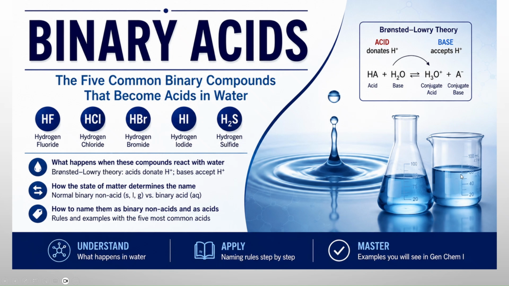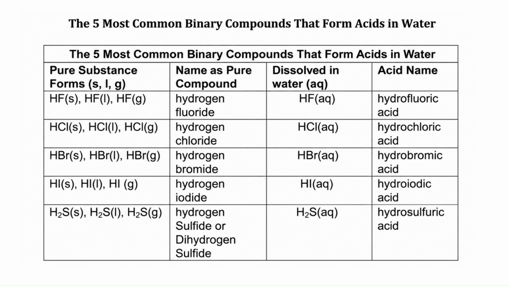The focus of this video is to learn about the 5 common binary compounds that form acids in water. We'll learn how to identify and name them, what happens when they react with water, and how Arrhenius and Brønsted-Lowry explain these reactions.